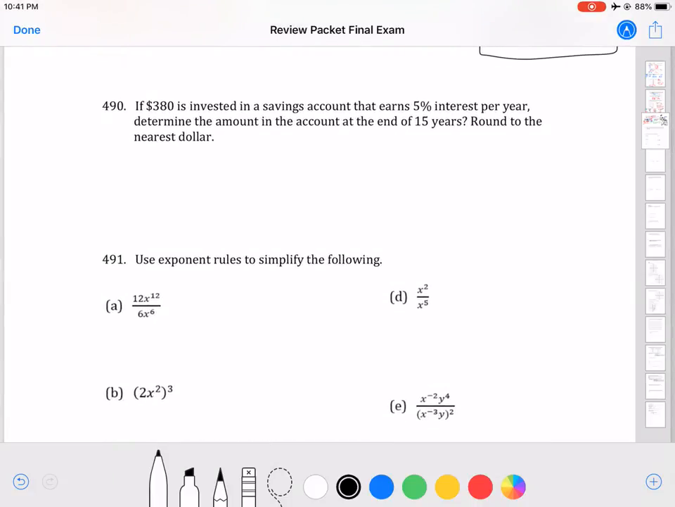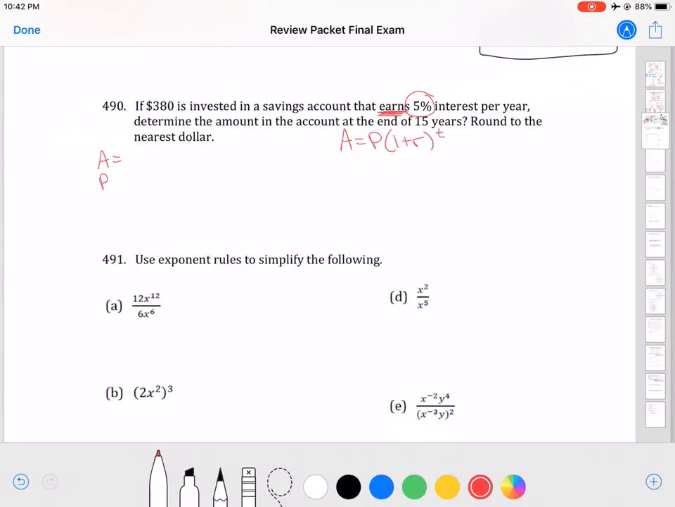All right, number 490. It says, if $380 is invested in a savings account that earns 5% interest per year, determine the amount in the account at the end of 15 years. So we're earning a percentage of interest. This is going to use that growth and decay formula on your reference sheet. So the formula doesn't need to be memorized, but you do need to know how to use it, and you need to know which one to use, whether it's growth or decay. So this word "earns" right here tells me right off the bat that this is going to be an increasing function. So I am going to use the plus in my growth formula.